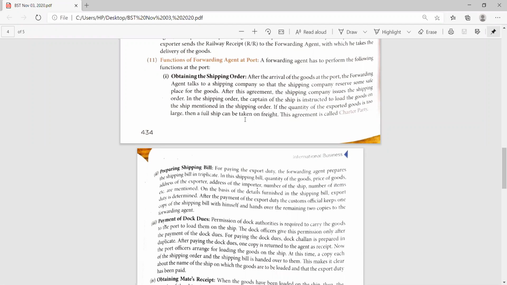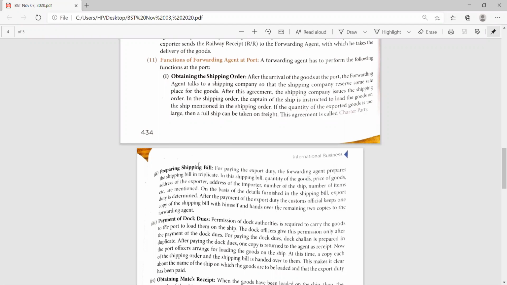Obtaining the shipping order. First, he will obtain the shipping order. When the goods arrive at the port area, the forwarding agent talks to the shipping company, and the shipping company reserves some safe place for the goods. After this agreement, the shipping company issues a shipping order, in which the captain of the ship is instructed to load the goods on the ship mentioned. If the quantity of the exported goods is too large, then a full ship can be taken on freight. Please underline, this agreement is called the charter party. If the complete ship is taken on freight, that is known as the charter party.